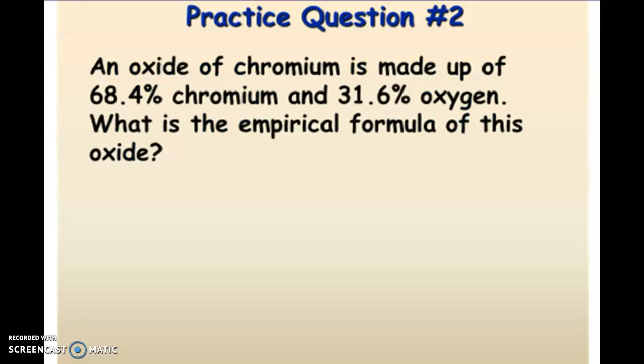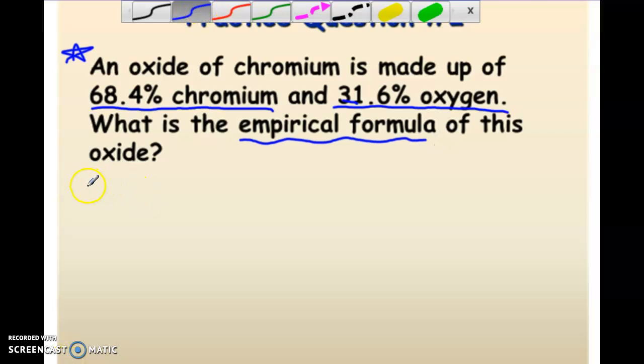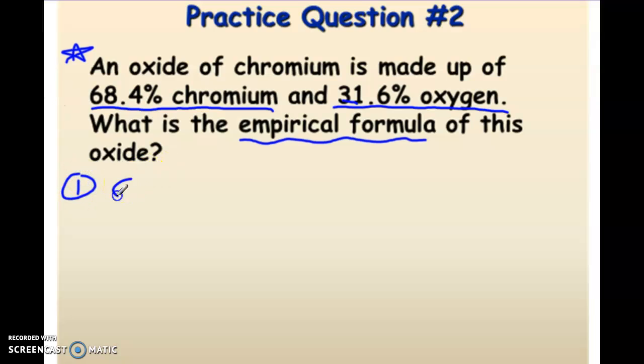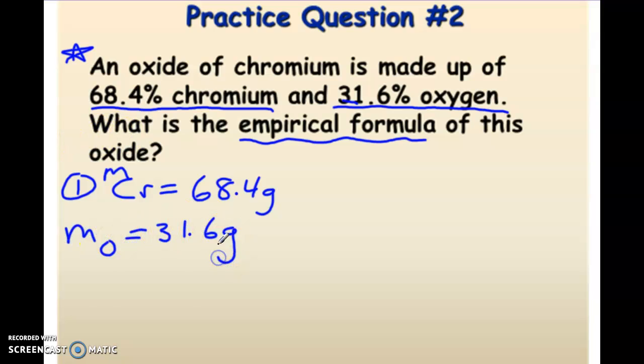Okay, so give this next one a try. I believe that's the last one, yes. So give this a try. Pause the video, calculate the empirical formula. So we have 68.4% chromium, 31.6% oxygen, and we want the empirical formula. Okay, so step 1, chromium, we have the mass, I should have put mass, 68.4 grams, mass of oxygen, 31.6 grams.